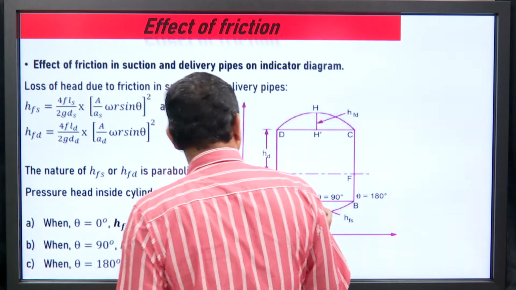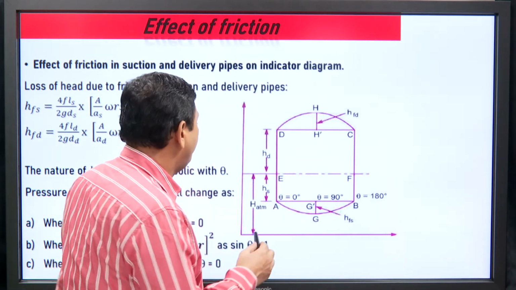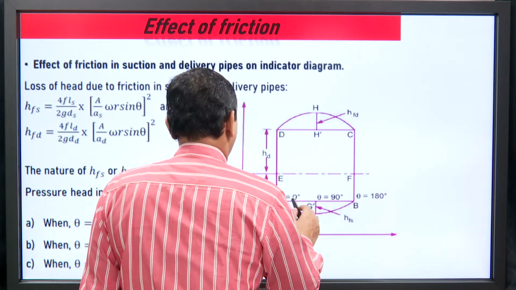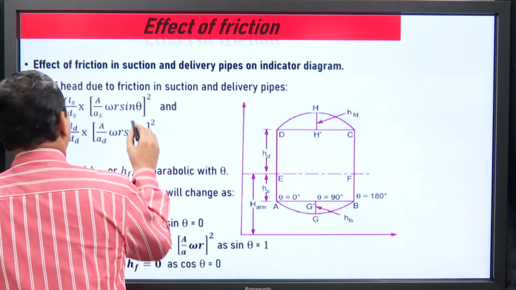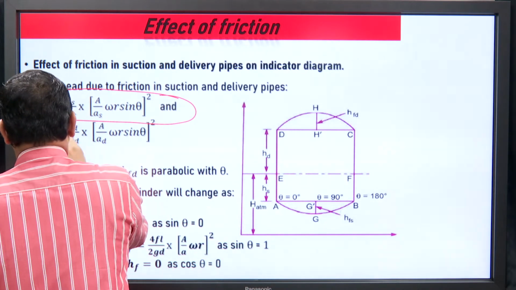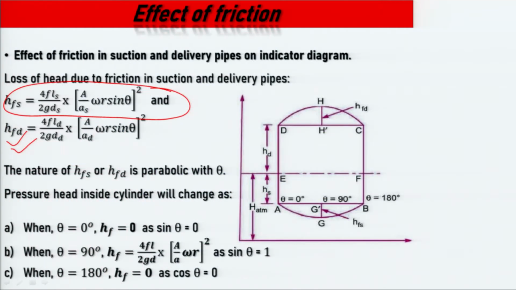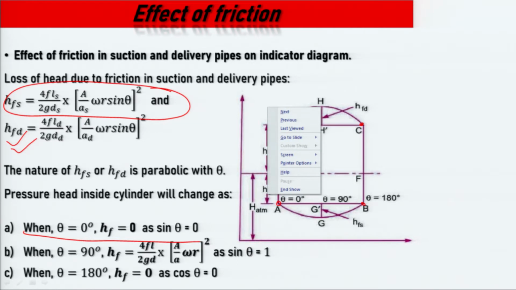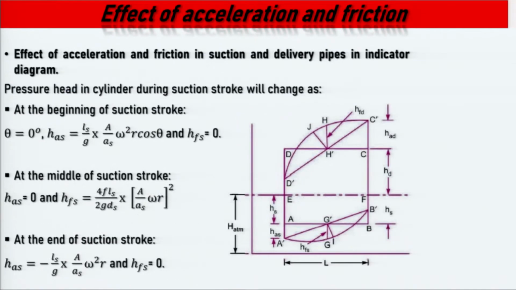In this diagram, which we already discussed briefly, the nature is parabolic. This is the equation for suction, and this is for delivery. At the beginning there is no effect of friction, at the end there is no effect of friction, and only at the middle it is maximum. Okay. Next we are going to combine.